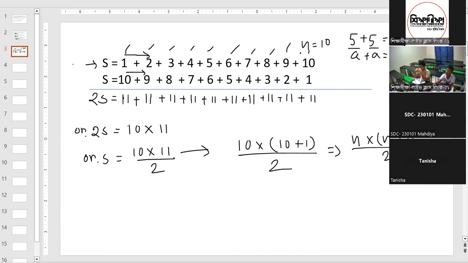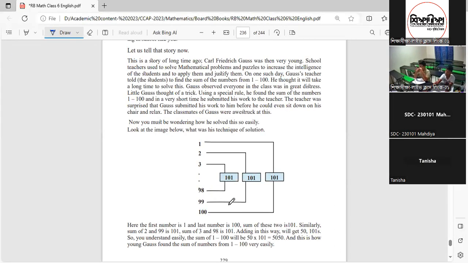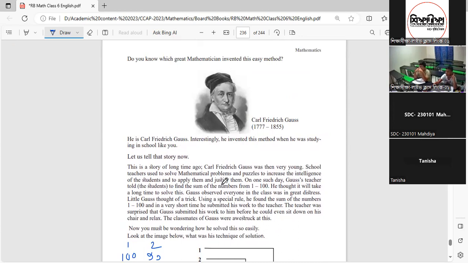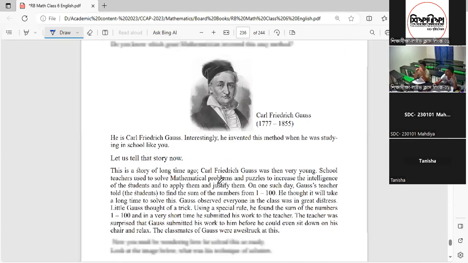Like this, 101, 101, and like this we go to 100. So that is the Gauss method. He was a mathematician and physicist at the same time, and behind all these technologies there is actually mathematics, right?